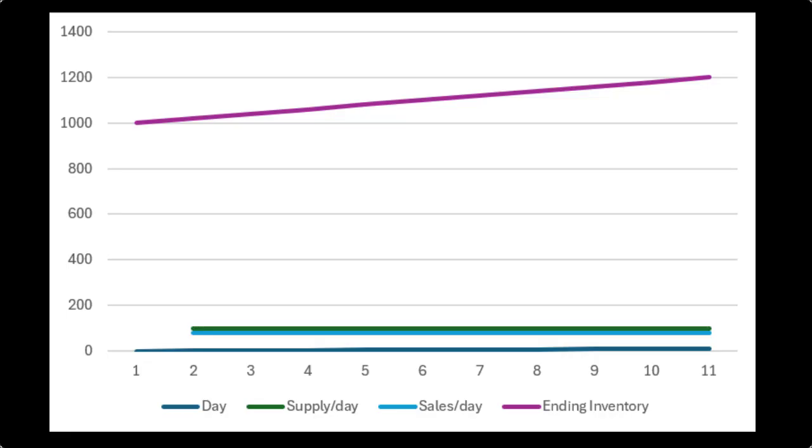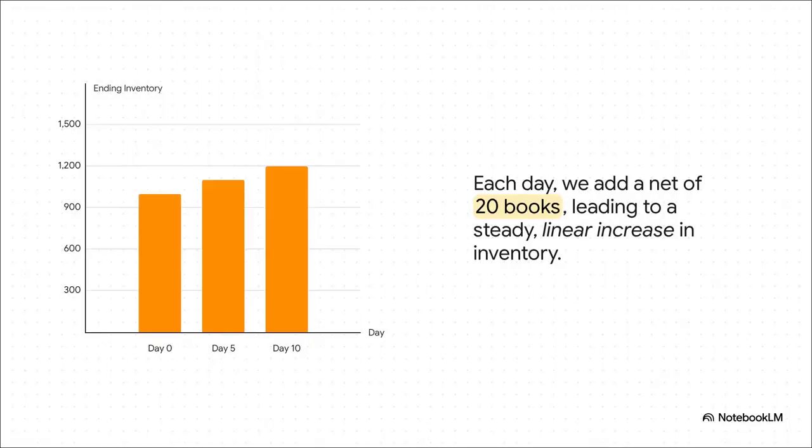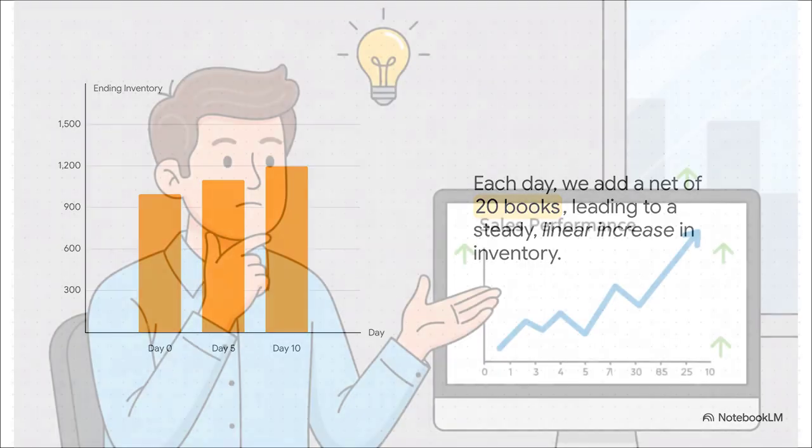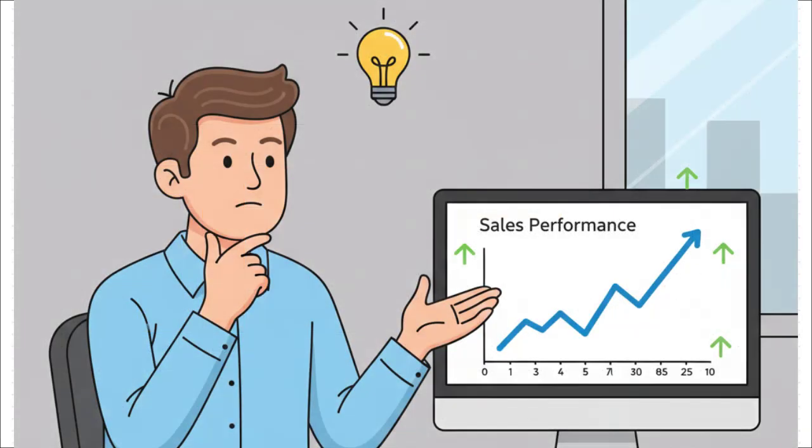Seeing it as a chart makes that trend just pop, doesn't it? This bar chart shows a perfectly steady, straight-line increase in our inventory. Every day, we're adding a net of 20 books to our stock. Now, if you're the manager, this picture should immediately make you ask a question. Is this growth a good thing, or am I slowly walking into an overstock problem where all my cash is tied up in books sitting in a back room?